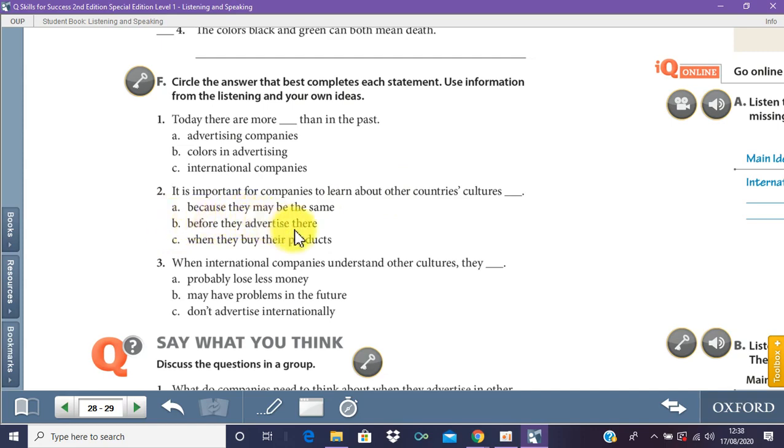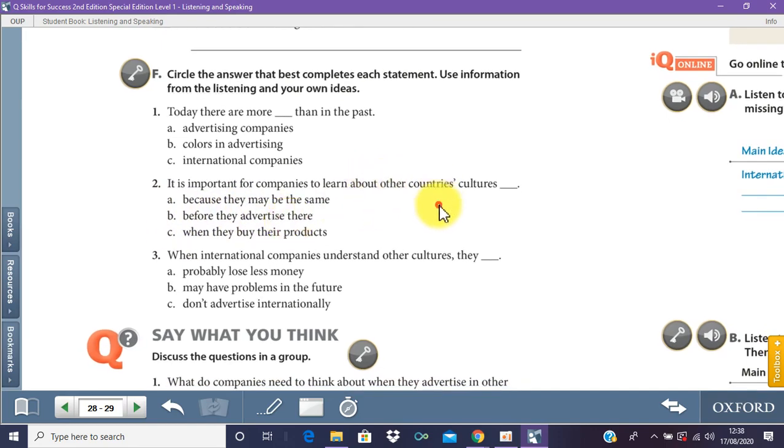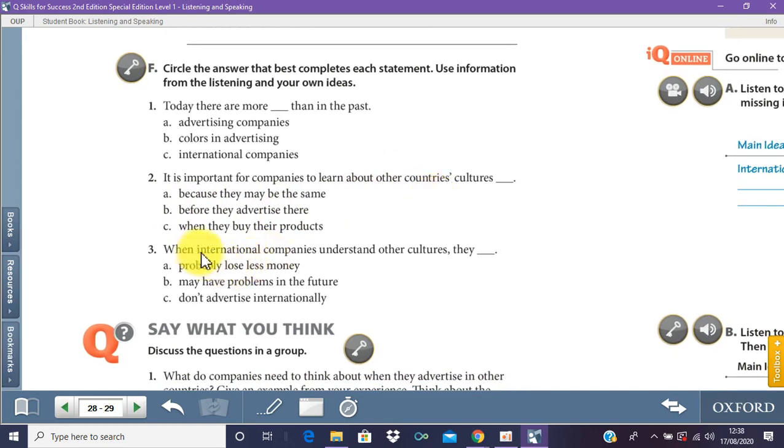Okay, before they advertise there, you have to learn other countries' cultures, okay? Number 3, when international companies understand other cultures, they probably lose less money, okay? Remember, if I'm an international company from England, okay, if I make advertisements in Saudi Arabia, I have to make sure I look at the culture and respect the culture, okay?